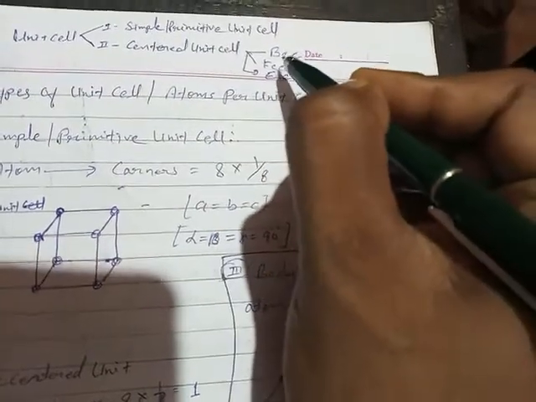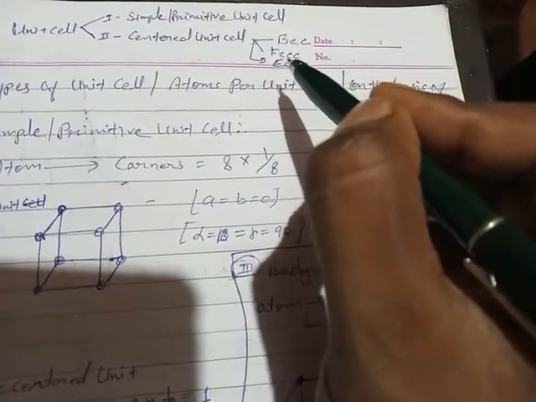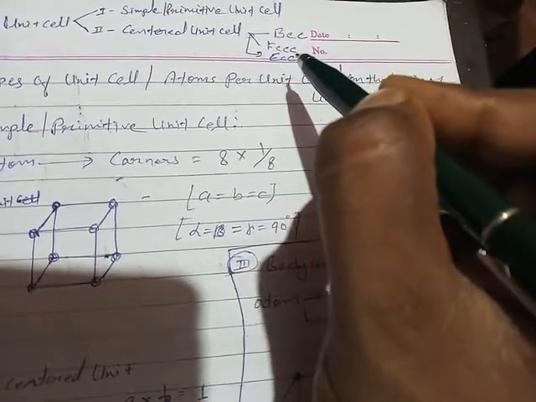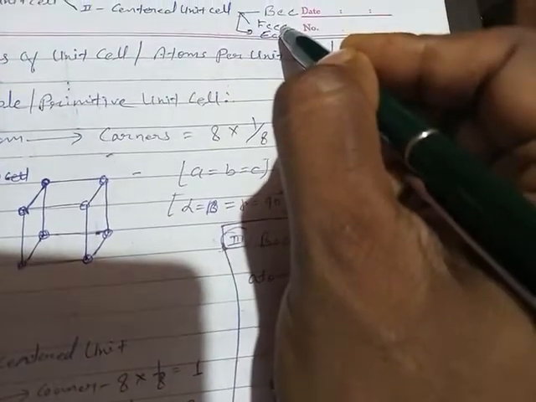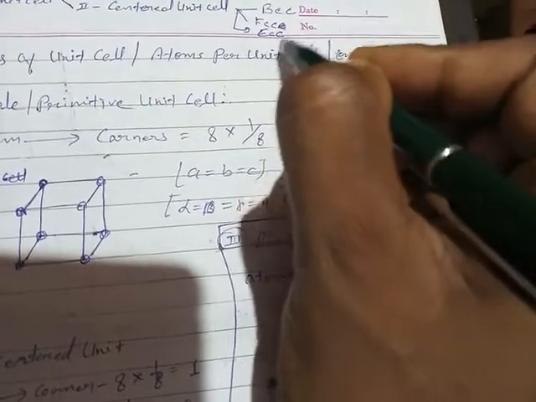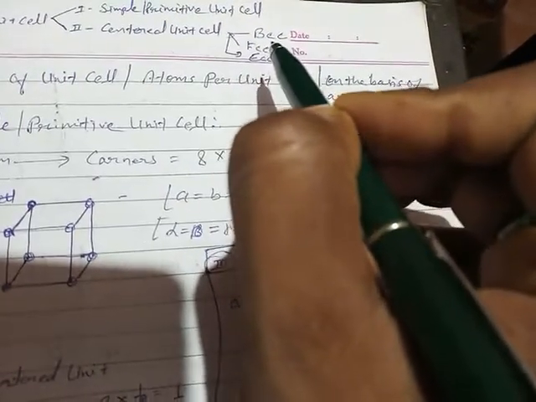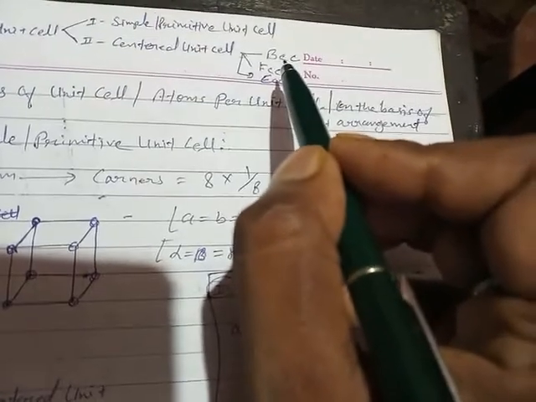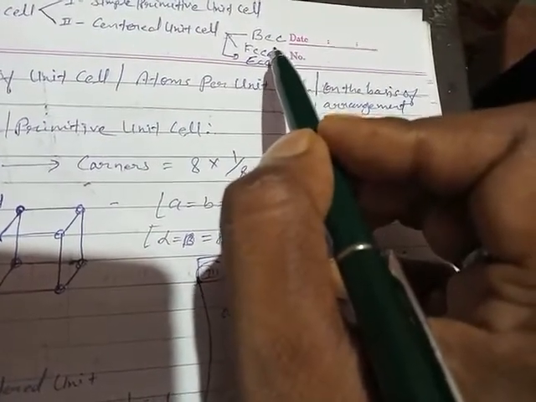BCC is called body centered cubic cell. FCC is called face centered cubic cell. And ECC is called end centered unit cell. So we can say the centered unit cell is made up of three types of unit cell, that is called BCC, FCC, ECC. Now we will define each one by one.